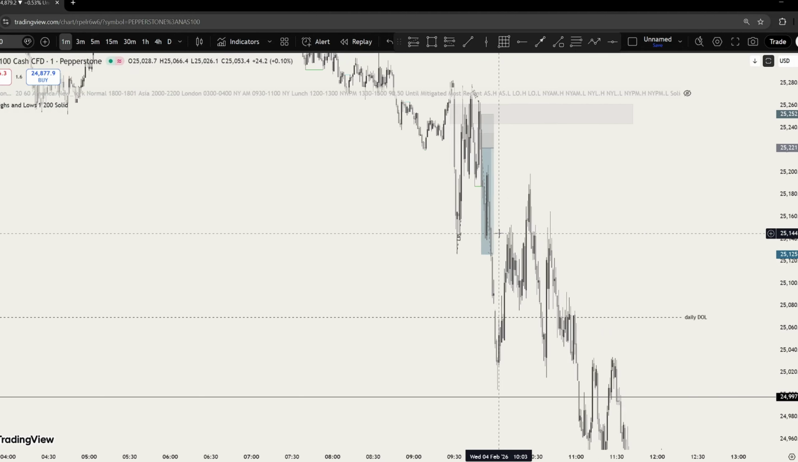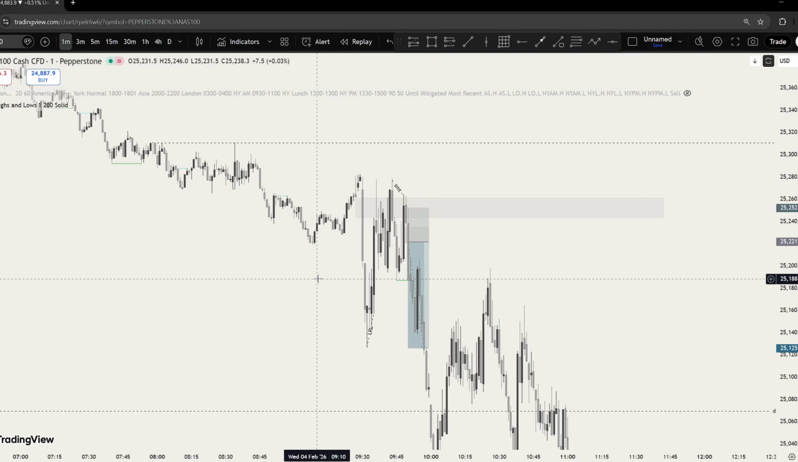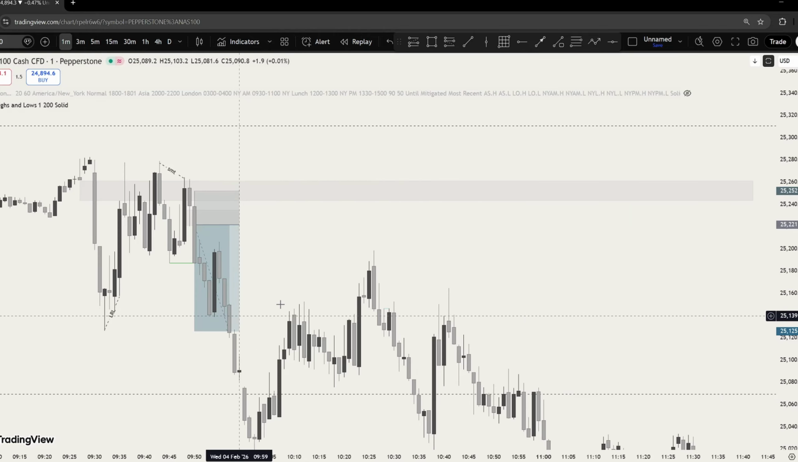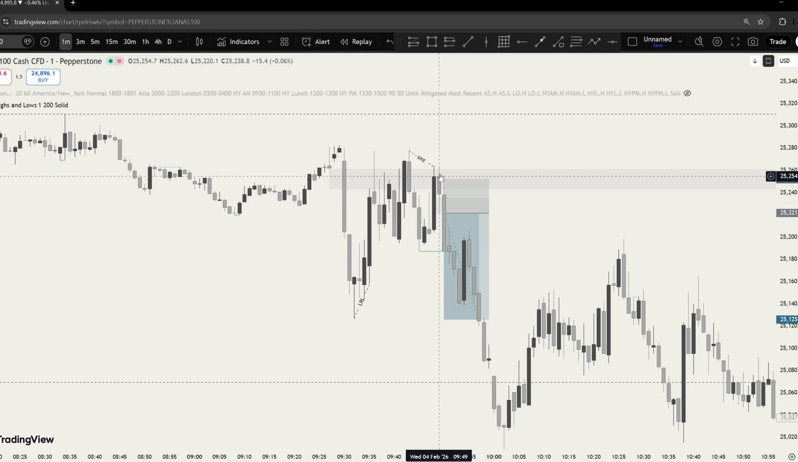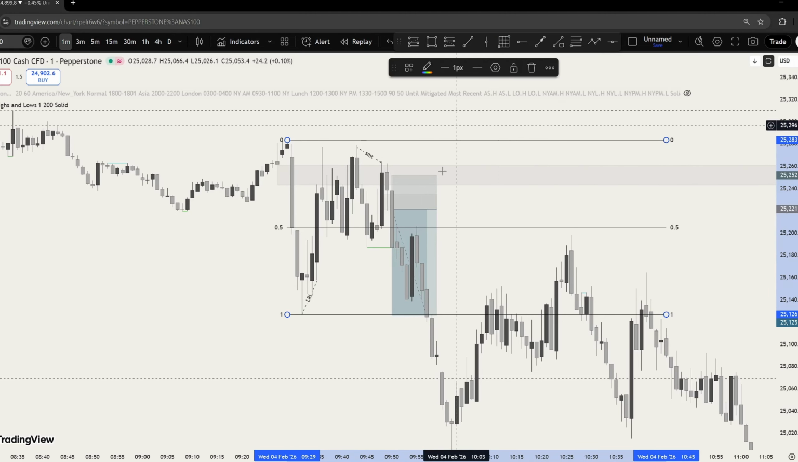So my bias was bearish, and the momentum also was very bearish, which indicated today I'd be looking for sells. And then we made a 3-minute FVG over here. We pulled back to this 3-minute FVG, and this FVG is also in the equilibrium of the range over here, right? So it's in the equilibrium of the range.